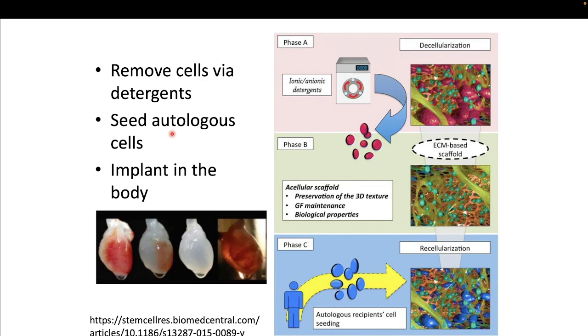Now you can take this matrix and put the cells from the patient's body into it. They will grow over the matrix because it has a structure and the necessary signals present in the ECM for them to grow. The cells will colonize the matrix and grow in it, and they will form the entire organ, which you can then implant into the patient's body. So what advantage will decellularizing the matrix give you? Since the organ is now made up of cells from the patient's own body, this reduces the risk of immune attack.